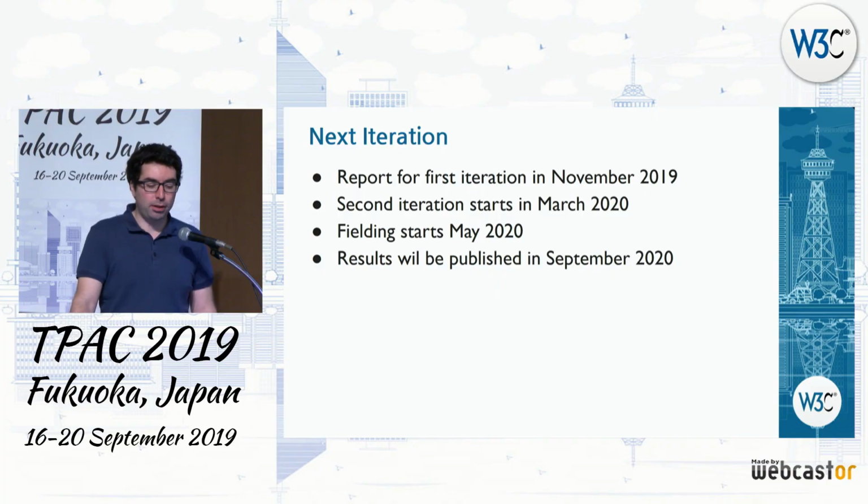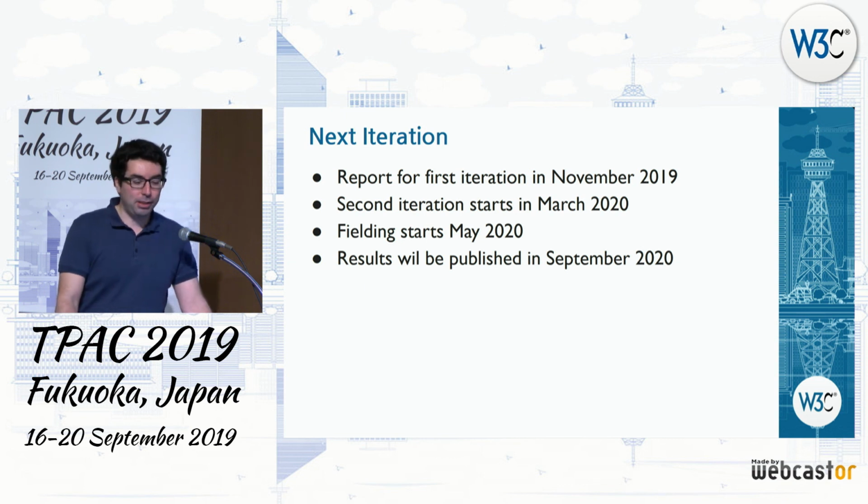And this and so much more will be in the full report that we intend to publish in November this year. And we'll give a sneak preview of more of the results at the breakout session at 11 a.m. But as I said, we want this to be an annual thing. So the next iteration will start in March 2020. And we'll field the surveys in May 2020, and then hopefully publish the results in September. And again, hopefully in time for TPAC 2020, so you can share the results there.